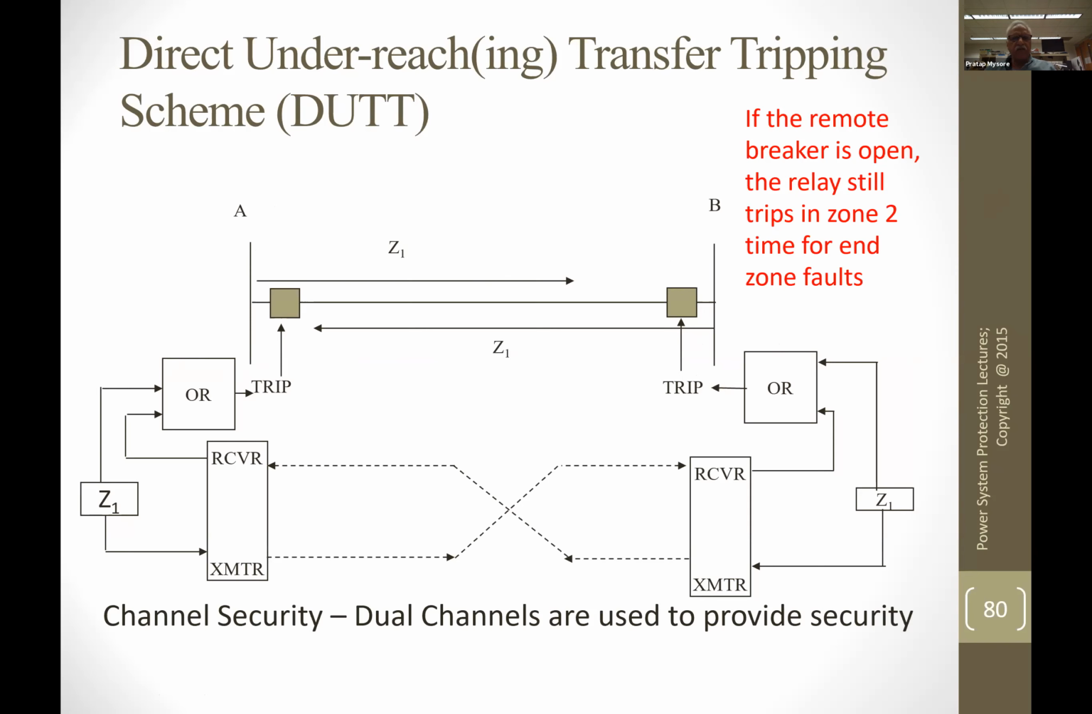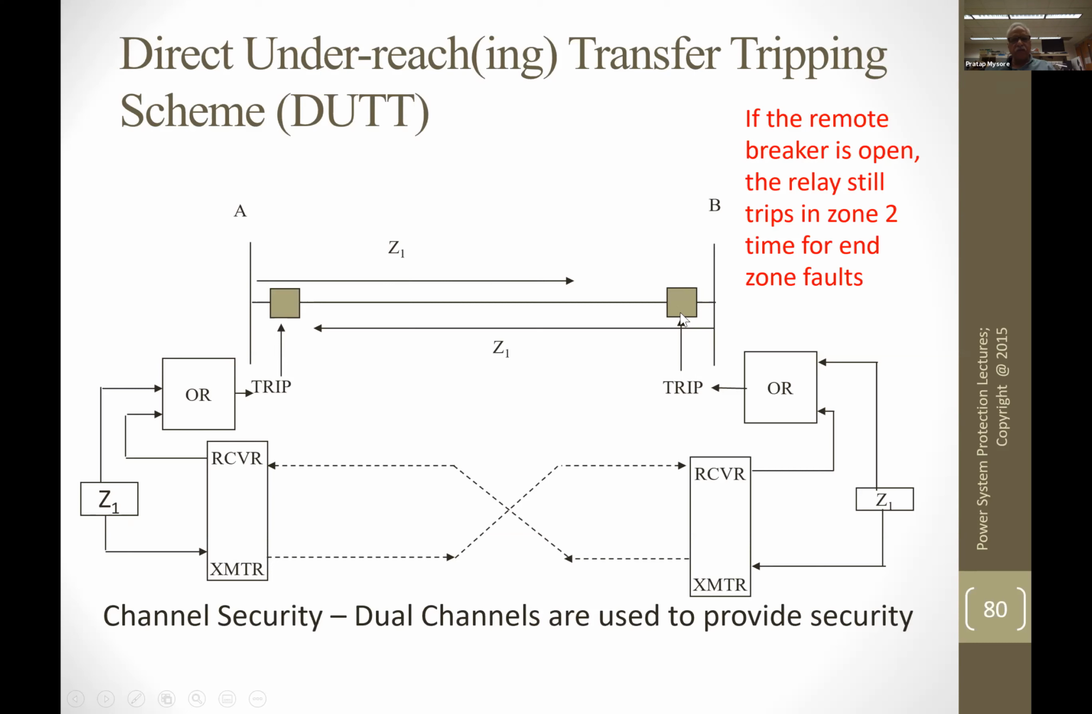Now, first we are covering what is called the direct underreaching transfer trip scheme, DUTT. So if the zone 1 relay operates at line A, I know for sure the fault is on the line, because I've already made the decision that the fault is within the 80 to 85% of the line section, right? So as soon as this detects a fault, I send a command to directly trip the breaker at the remote end.